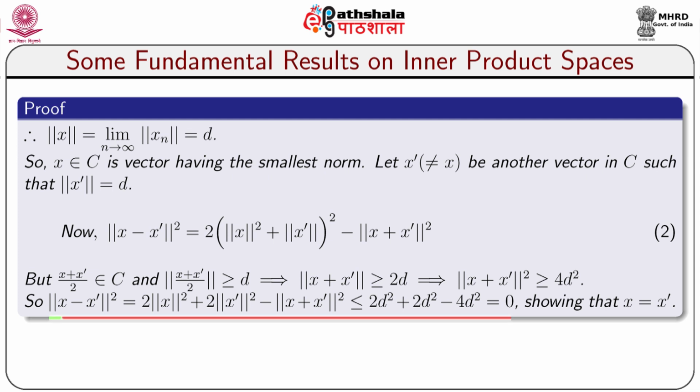So, norm of x minus x dash squared equals 2 into norm of x squared plus 2 into norm of x dash squared minus norm of x plus x dash squared, which is less than or equal to 2d squared plus 2d squared minus 4d squared, which is equal to 0, implying that x equals x dash.